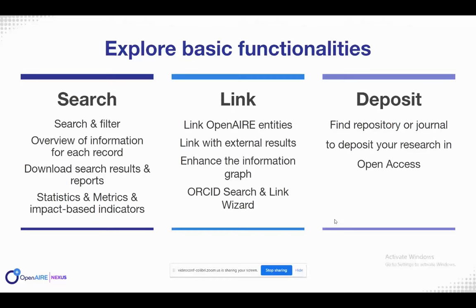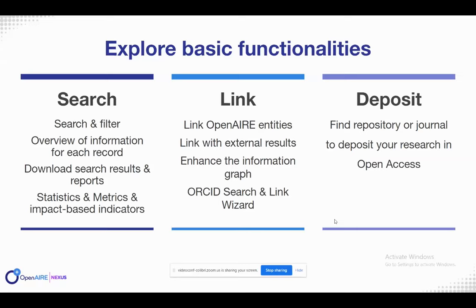OpenAIRE Explore has three basic functionalities: the search functionality, the link functionality, and the deposit. On the search functionality, users are able to search among all the OpenAIRE Graph content and use filters on some of the metadata of the records of the graph to narrow down search results. For each result, users can see an overview of the information available for each record. They can download the search results, and they can also download some reports on the relationships. We have integrated statistics, metrics, and impact-based indicators. They can see them through the search pages and the detailed pages.